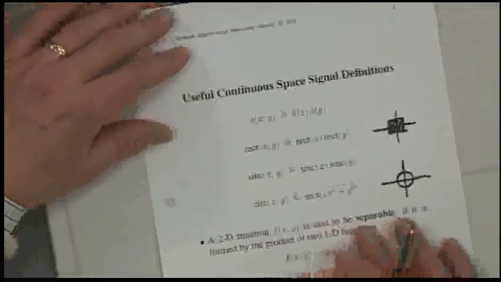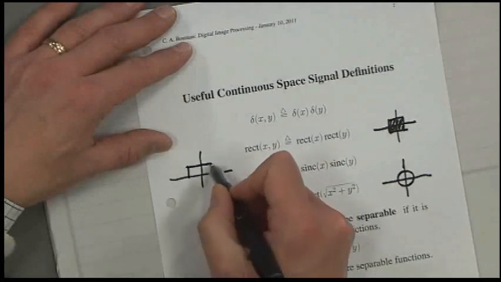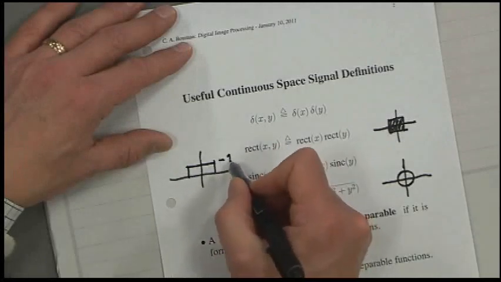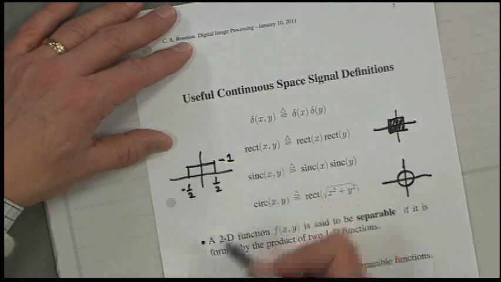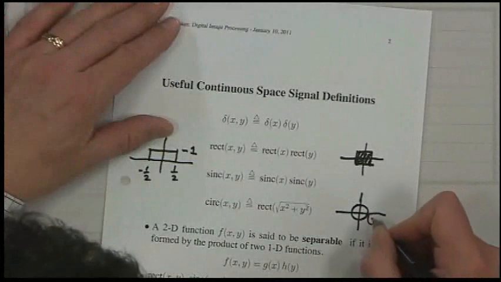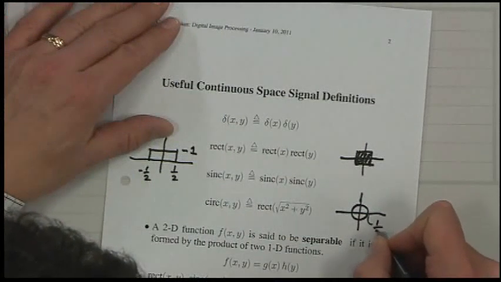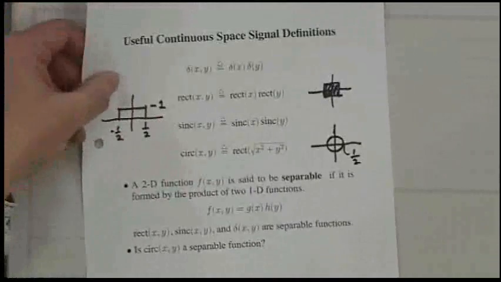By the way, the rect function has unit area. Its amplitude is 1, so the cutoff here is 1/2 and minus 1/2. So in this case, that point right there is 1/2. All right. Does that make sense?